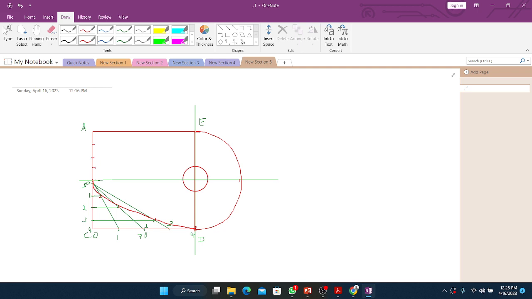Like this. 0, 1, 2, 3, 4. Then 0 to 1, 0 to 2, 0 to 3, 0 to 4. Then 1 to 1, 2 to 2, 3 to 3. After drawing that, these are the points you have. Connect those points in this way.